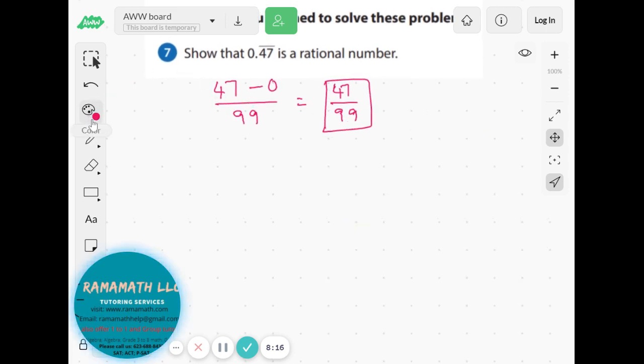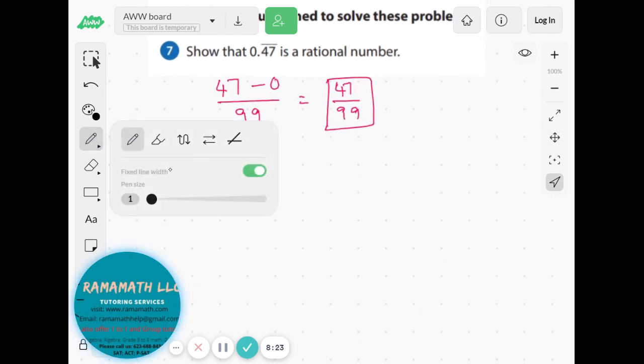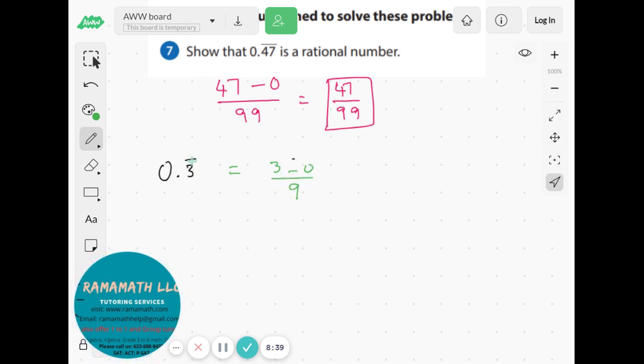Let's say, for example, the first one we took when we started, right? How about 0.3 bar? Watch this carefully. 0.3 bar, or 3 repeating. If I use the formula here, the technique, watch what happens. So 3 minus 0 over 9, because only one number is repeating, so that's what it is. So it's going to be 3 out of 9.